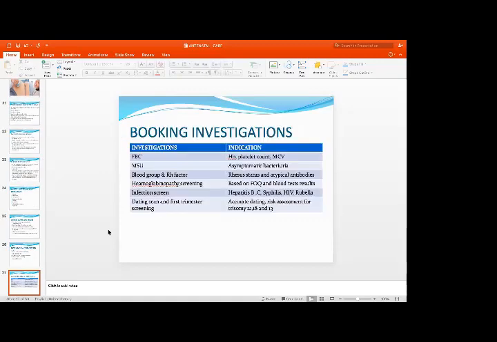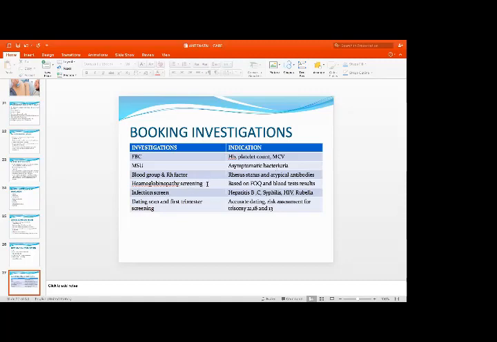These are the booking investigations, and this is the justification for why we are doing them. The CBC is to see the hemoglobin level, the level and type of anemia, the platelet count and mean corpuscular volume. MSU, midstream specimen of urine, is to detect asymptomatic bacteriuria. Sometimes the patient has no urinary symptoms, but when you do a midstream specimen of urine, it contains bacteria and shows infection. So asymptomatic bacteriuria should be treated. Blood grouping and RH factor is to see the rhesus status and atypical antibodies.